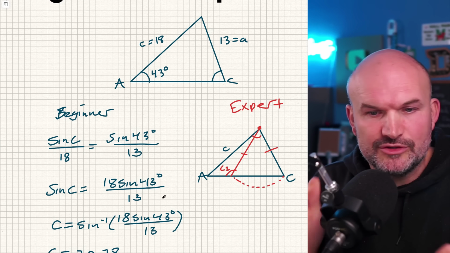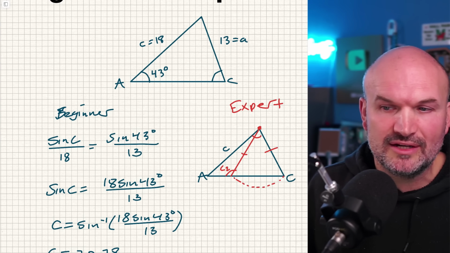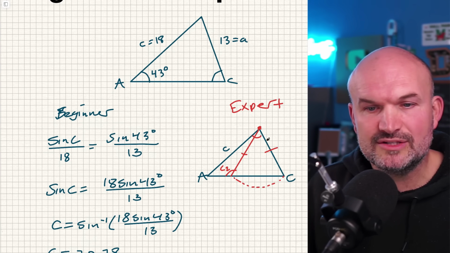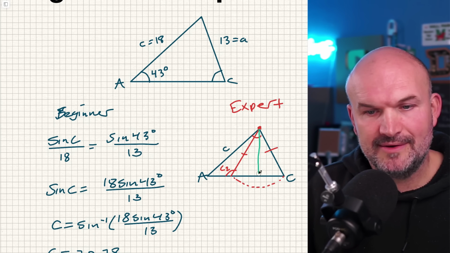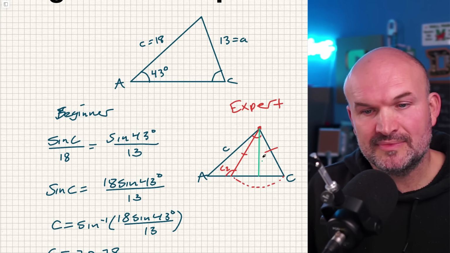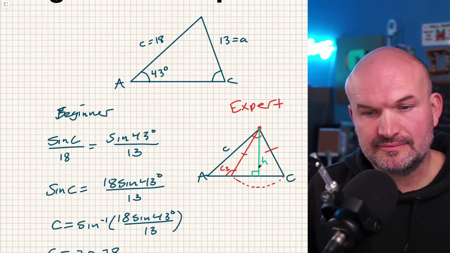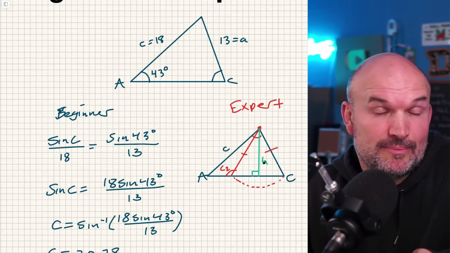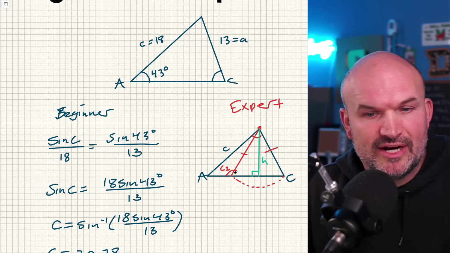So how can we do this rather quickly? That's all going to come down to understanding what our h is, okay? If we can identify h, that's going to give us all the information we need. What I want you to see is that when I draw a vertical line, which represents my height, I create a right triangle.